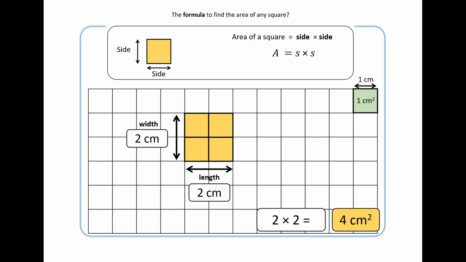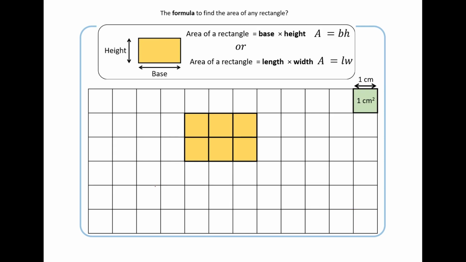And I can do this because I'm plotting this onto a grid. If you don't have a grid, you just have to take the sides and multiply them together. Okay, to find the area of a rectangle, I just take my length and I times it by my width. I can alternatively also call this my base and my height. Now in this case, my length is 3 and my width is 2.